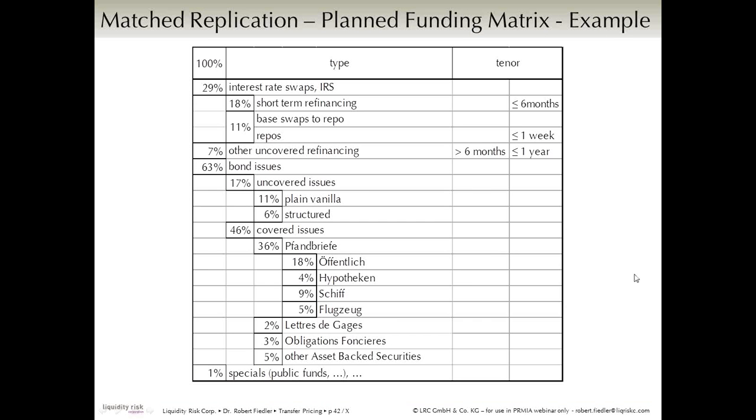They want to say, okay, I have a certain percentage of funding with interest rate swaps, short-term funding swaps, and so on, uncovered refinance, and then I have bond issues which are uncovered and covered, and so on and so forth. Things are quite complex on that side.